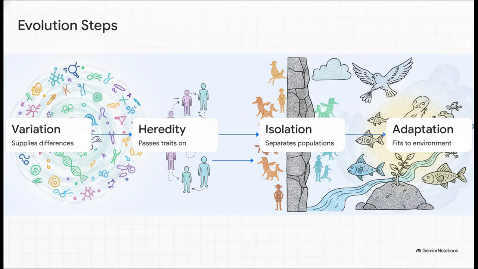Sometimes step 3 comes into play, isolation, which acts as a wedge to separate populations and stop them from mixing their genes. And finally, step 4, adaptation, is the ultimate outcome. It's driven by natural selection, fitting organisms perfectly to their unique environments, and, eventually, creating brand new species.